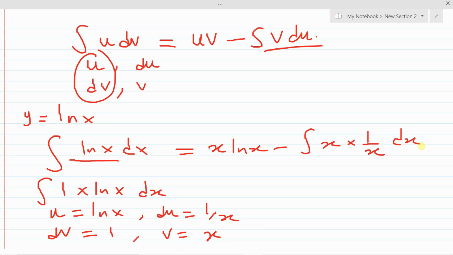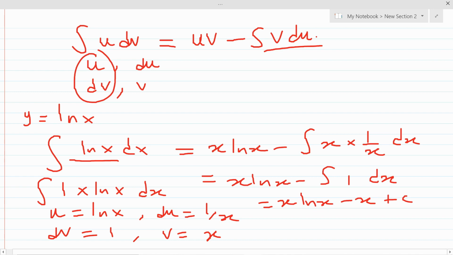Okay, so this whole thing will give me x ln x minus the integral of what? x times 1 over x is what? 1 dx. And I'll get x ln x minus x plus c. So this becomes the simple integral for what? ln x, and so I can factor x out and say x(ln x minus 1) plus c. This is the solution of how to integrate ln x.